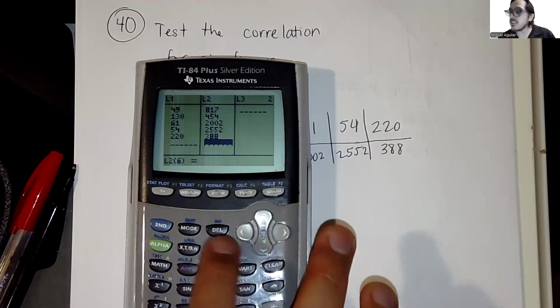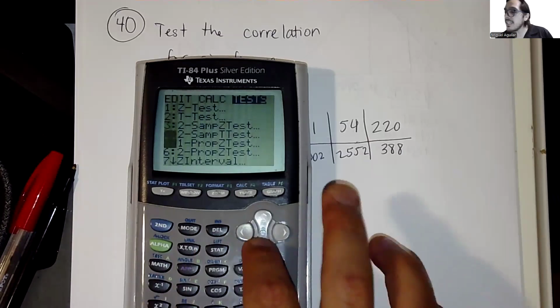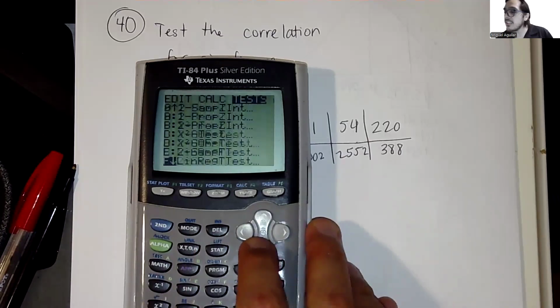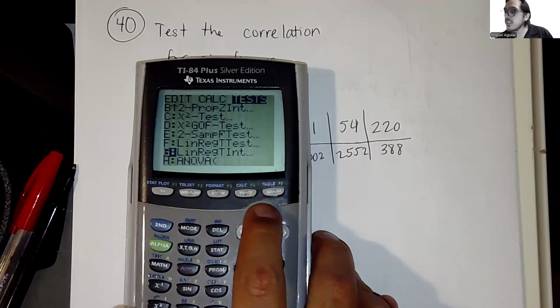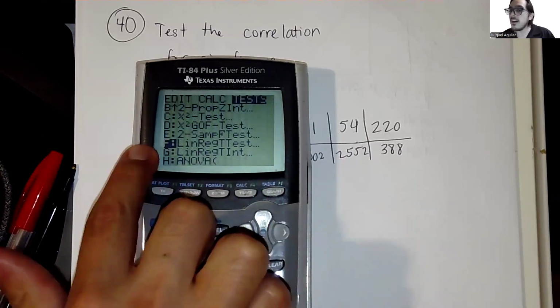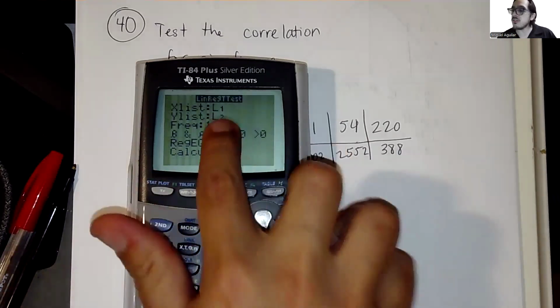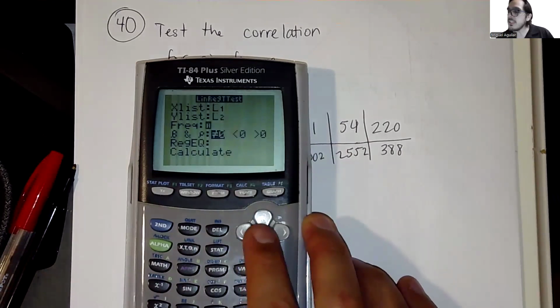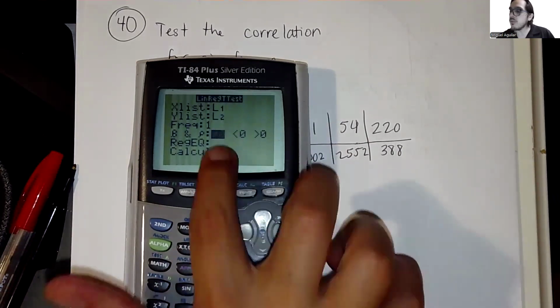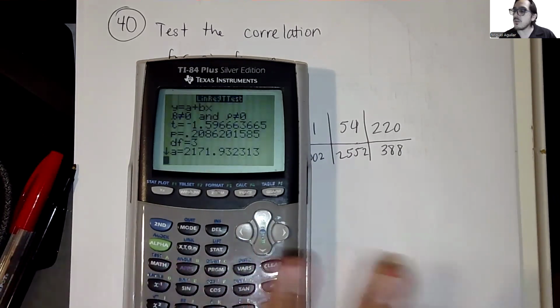But now we want to go to stat, and then over to test. We're going to go all the way down until we see linear regression t-test. Linear regression t-test, not linear regression t-interval. We want to go with option F, linear regression t-test, and we'll leave L1 and L2 alone. We'll leave this as a frequency of 1. We'll leave it as a two-tailed test, and then just calculate this. And all we're looking for is the p-value here.